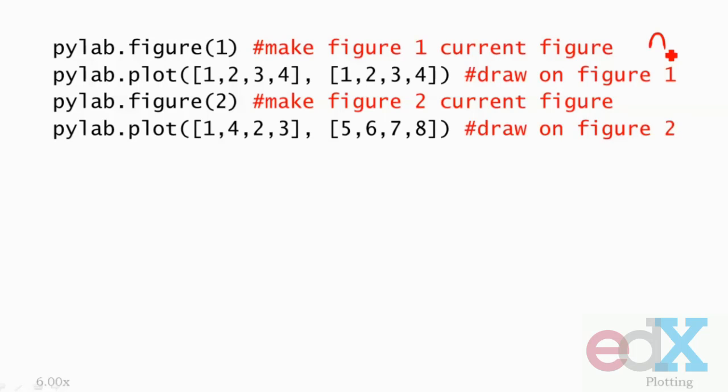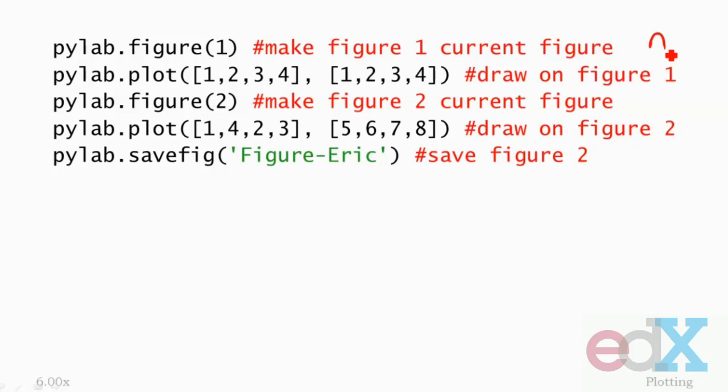The next two lines begin by changing the figure to figure 2, a brand new figure, and then plotting some points on that figure. Now we see something we haven't yet seen, pylab.savefig. This function will save whatever the current figure is, in this case figure 2, into a file named, in this case, figureeric.png. PNG is the file extension. It stands for Portable Network Graphics Format. This is a public domain standard for representing images.